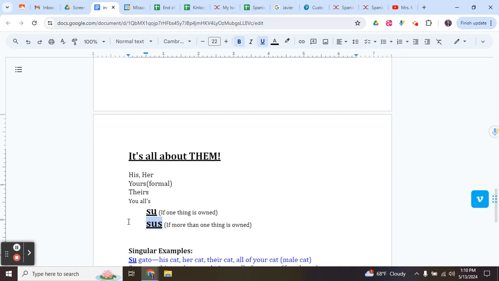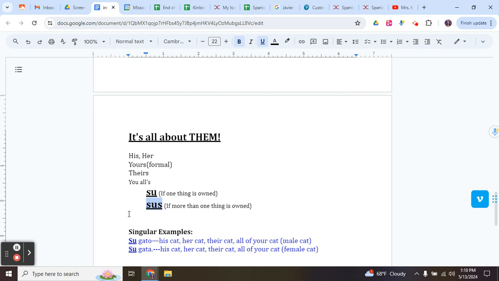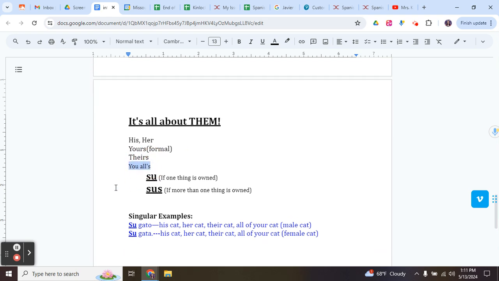Now, this is where it tends to get really confusing for students because they think to themselves, oh, él and ella, that's singular, so I should use the singular, but that is incorrect. It does not matter who the subject is. It matters what they own, right? So we're always thinking about what the possession is, not who the subject is.